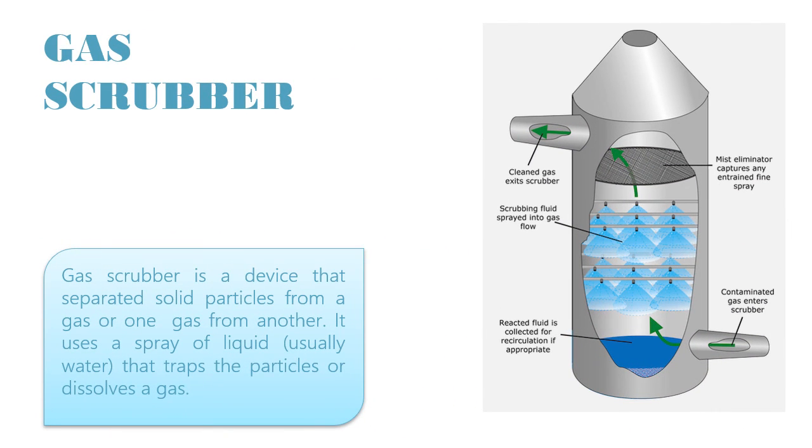Gas scrubber is a device that separates solid particles from a gas or one gas from another. It uses a spray of liquid, usually water, that traps the particles or dissolves a gas.